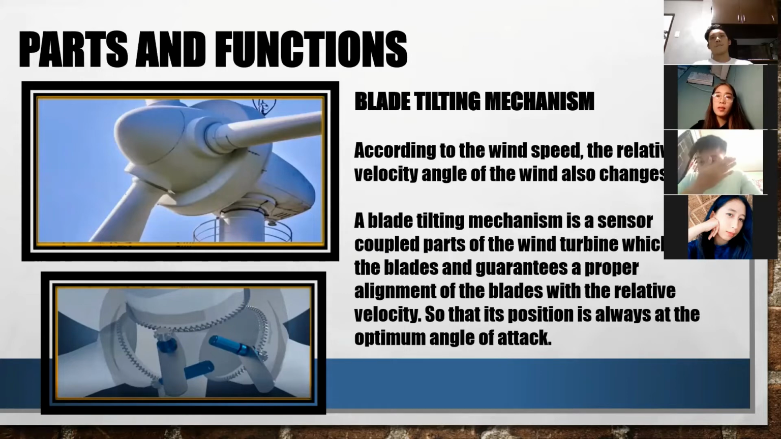Okay, so sinasabi rito na meron daw ability yung blade natin na mag-tilt or tumagilid. So, kaya niyang sumabay sa speed ng wind. So, kung hindi magkakaroon ng ganitong mechanism yung wind turbine natin, possible na mag-against siya doon sa wind natin. So, makakasira pa siya sa wind turbine.